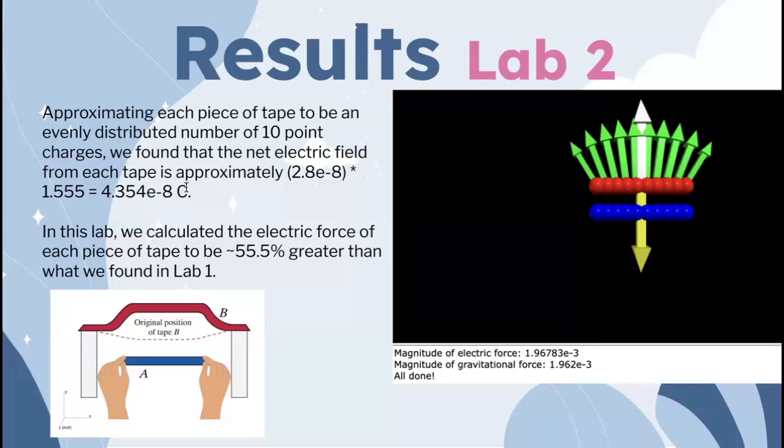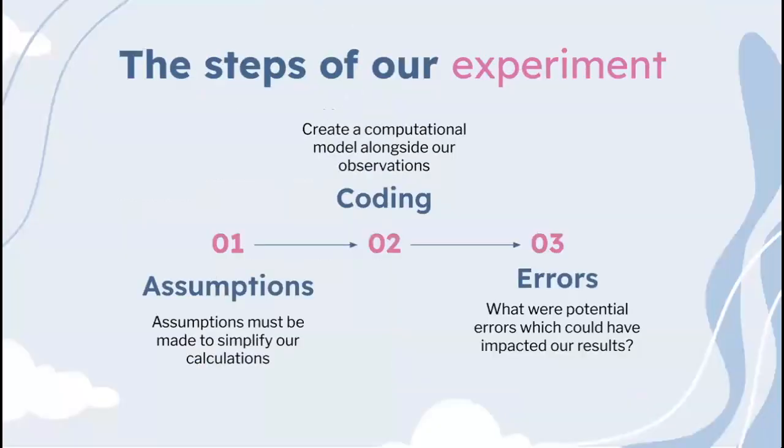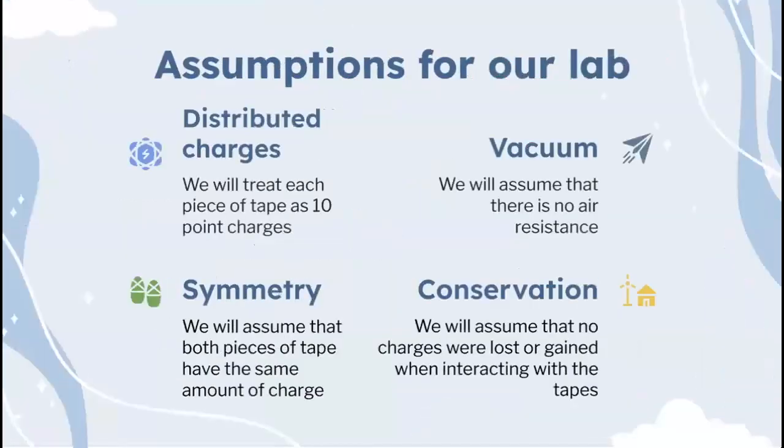And the electric charge we found in Lab 2 is about 55% greater than what we found in Lab 1. So let's see why. But first, here are the steps for our experiment. Let's get to the assumptions.